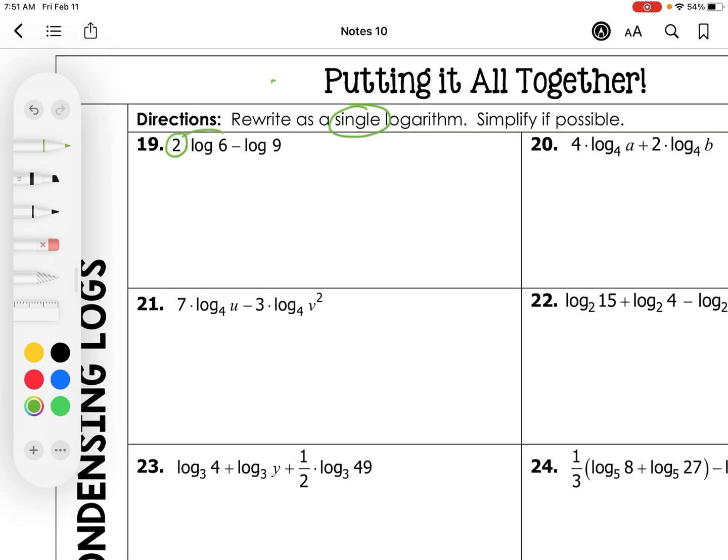So to start, this is power property, putting that as the exponent, so log 6 squared minus log 9. And then the subtraction means division, quotient property, so we have log 36 on top, which was 6 squared, divided by log 9. And we can divide those to make a single log of 36 divided by 9, which is 4. And that's our single log answer.